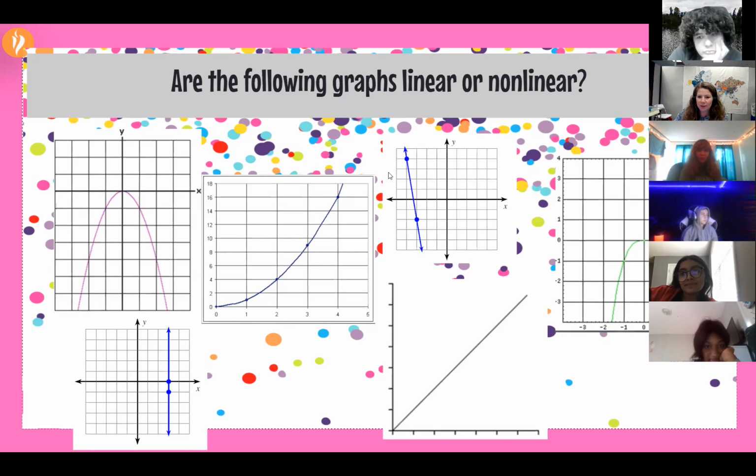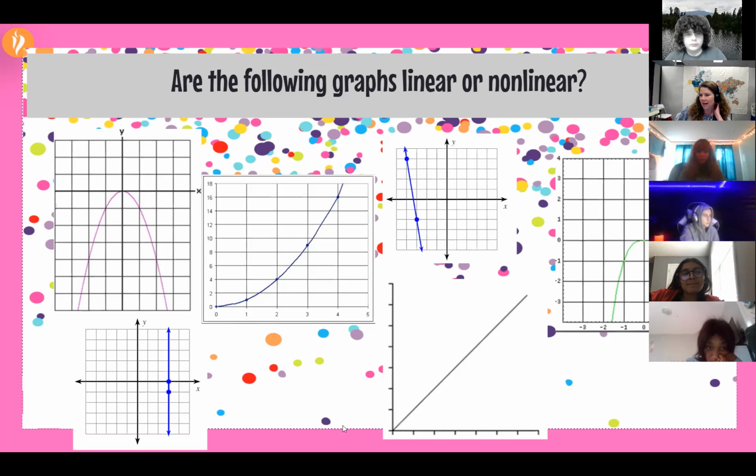All right, Americus, what about this one right here? Is this graph linear or non-linear, Americus? She typed to me linear. You guys can actually talk to me, but yes, you're right. How about Ashlyn? Ashlyn, is this graph right here linear or non-linear? Is this a straight line, the whole graph? This is non-linear, right? Yeah, non-linear.